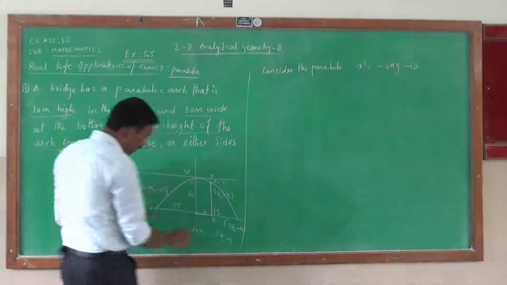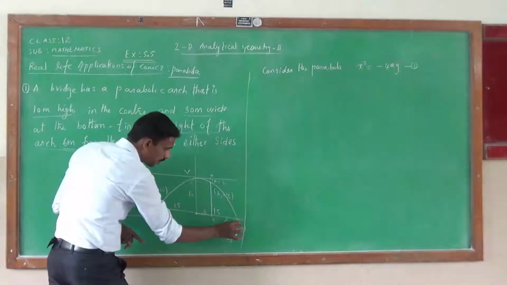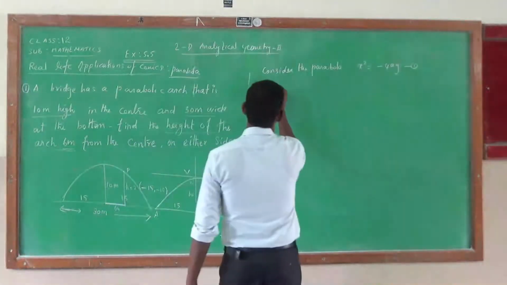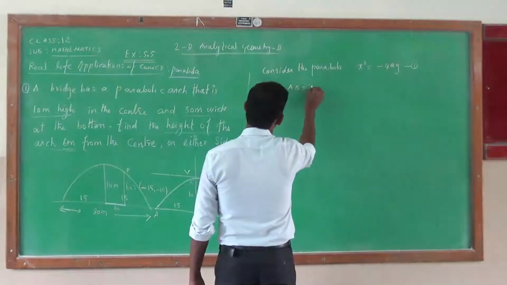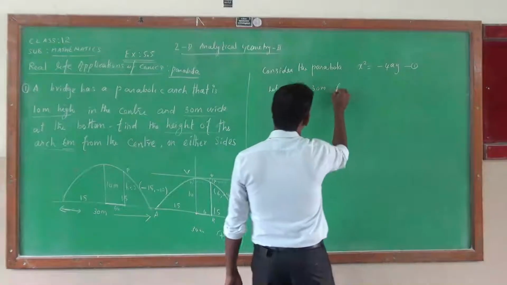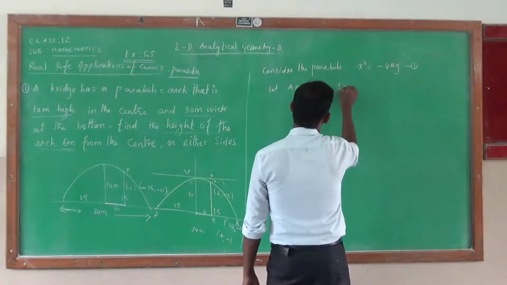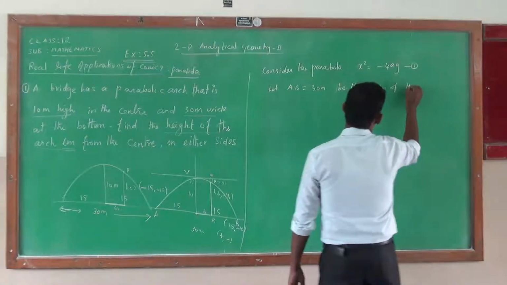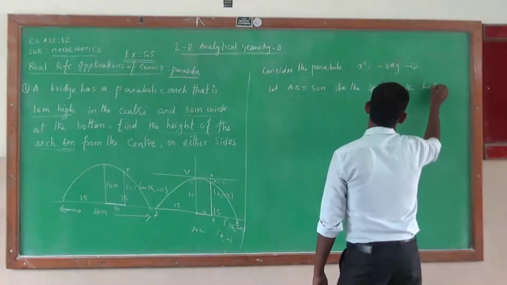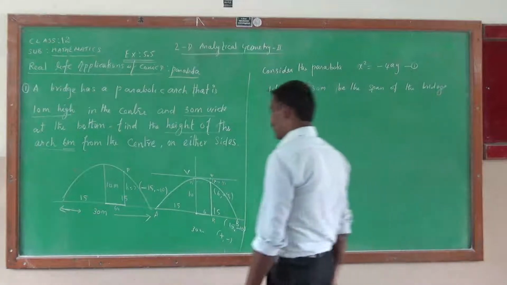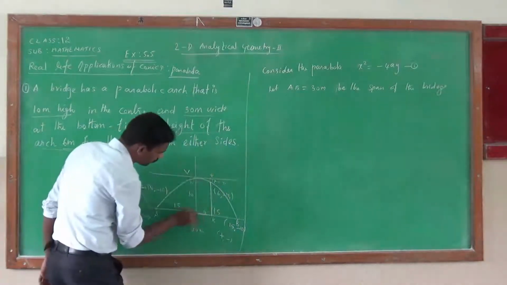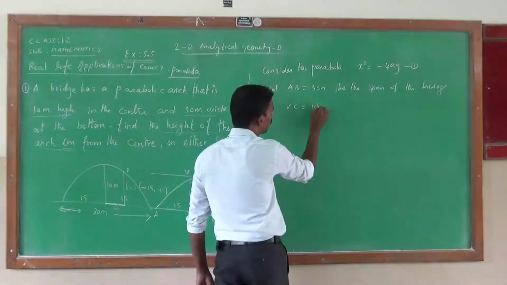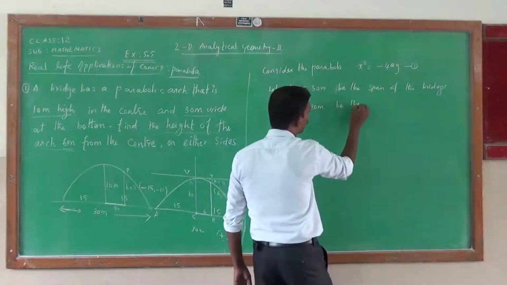And let AB be the span of the bridge. Let AB, which is equal to 30 meters, be the span of the bridge. And BC is equal to 10 meters, be the height of the bridge.